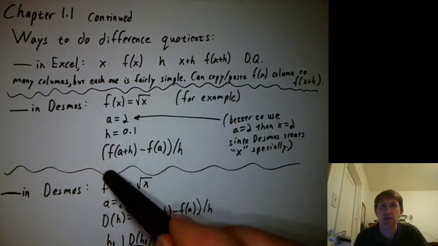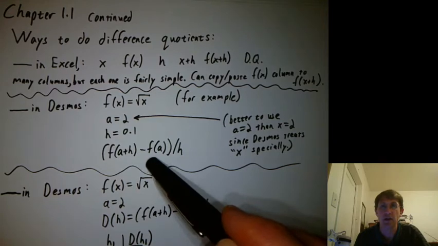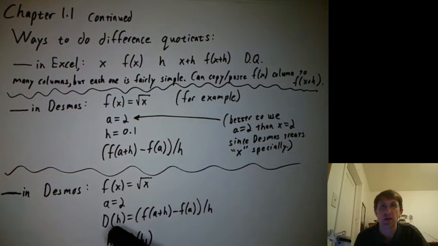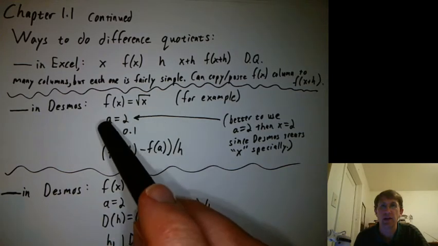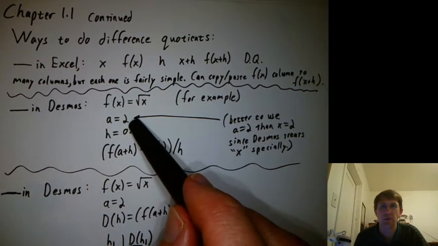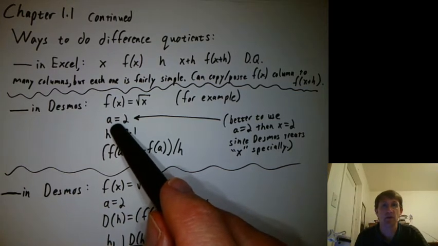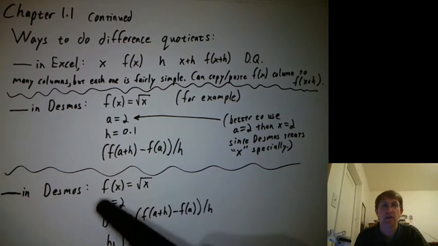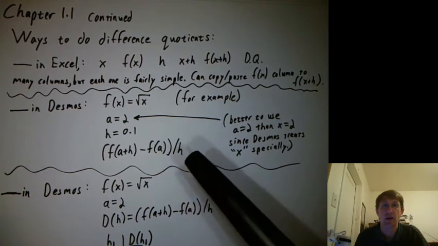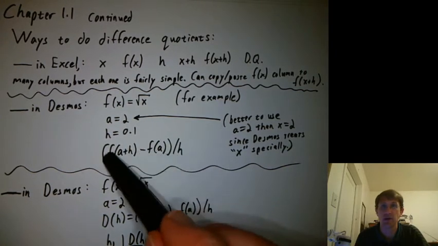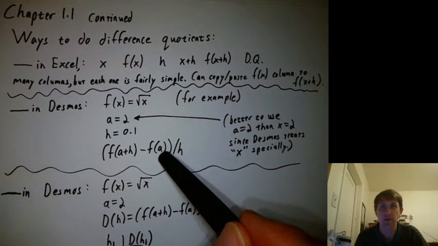You can do it in Desmos fairly straightforwardly. Here I'm just using square root as an example. It could be any function you want. And if you said x equals 2 in Desmos, Desmos is going to do interesting things because x means something special to Desmos. So it's better to use a letter that Desmos will not treat specially. So it could be A, it could be C. So that's one way to do it in Desmos. There you would have to change h and see what the new value of the difference quotient is, and maybe write that down.